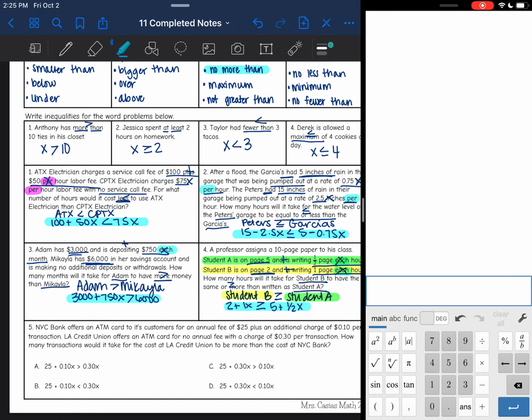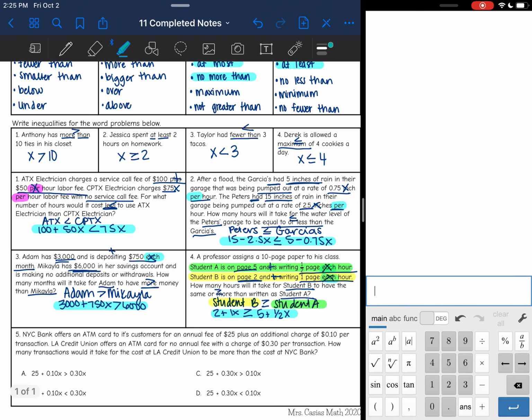Okay, our last one is a multiple choice problem, and this can be tricky because of the order, kind of like number 4. So what I suggest for multiple choice is reading it and writing your own inequality and then matching it. So let's look at number 5. It says NYC Bank offers an ATM card to its customers for an annual fee of $25 plus an additional charge of 10 cents per transaction. There's that word per, that's going to be x.